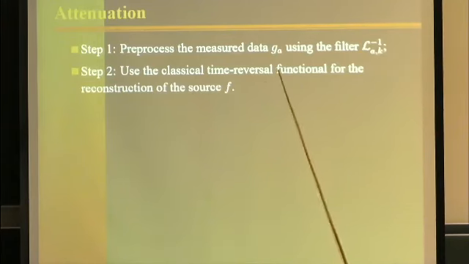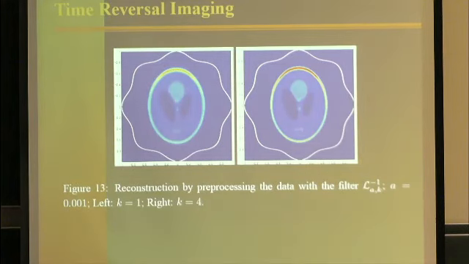And once you pre-process the data, you use the classical time reversal, and you will get a good image of this point, which is like a source. So this is the example. So this is the reconstruction by the sources here.